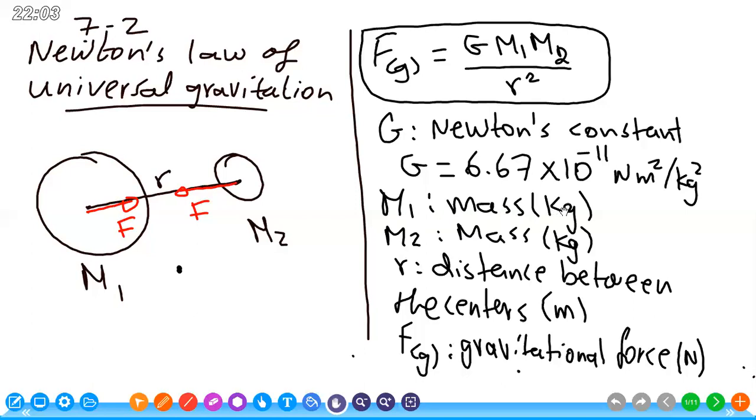M1 is the first mass in kilograms. M2 is the second mass in kilograms. r is the distance between the centers, in meters. Our book uses the symbol small r for the distance; other books use, for example, d. F_g is our gravitational force, which is in newtons.